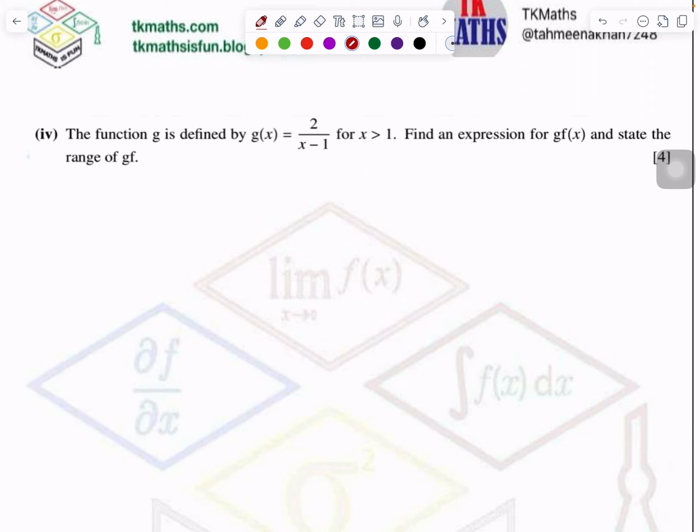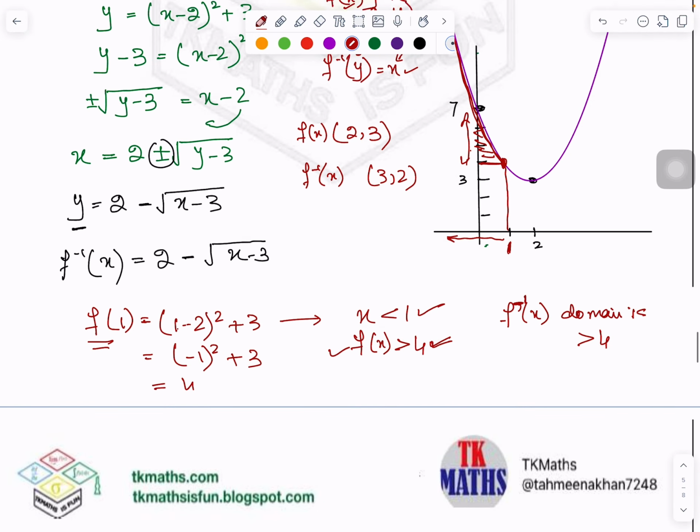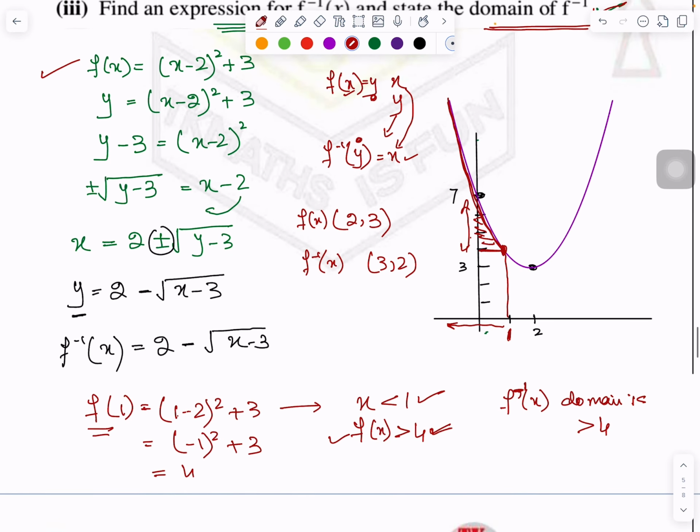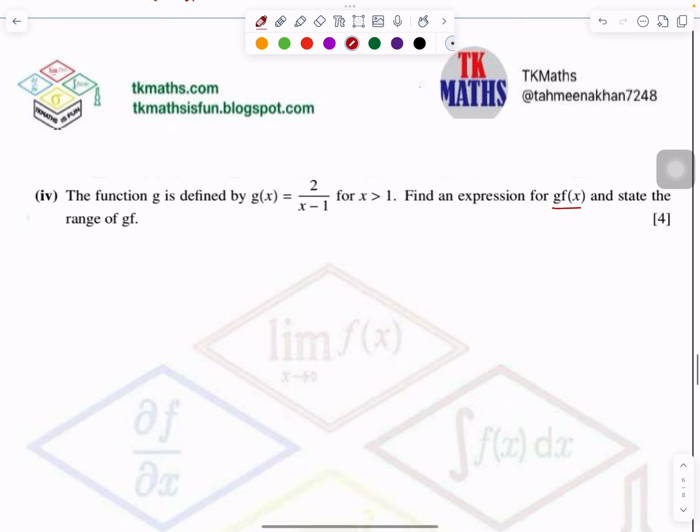Now the last part of the question. The function g is defined by this. Find an expression for g of f of x. Now we will find out this inverse function. Now I will speak slowly so that you can understand it. This is the typical part. So let me get the function f. What was it? x minus 2 whole square plus 3. Okay, so now my function f of x is x minus 2 whole square plus 3.